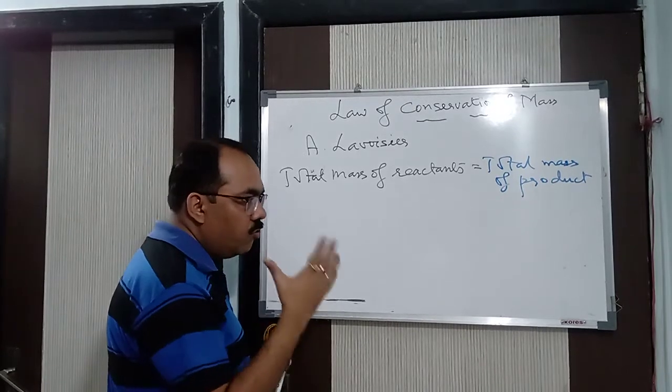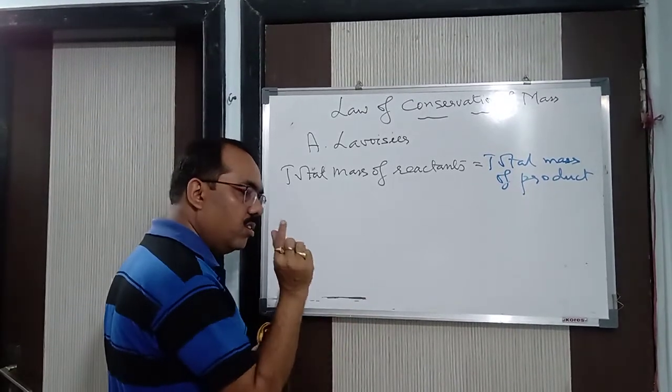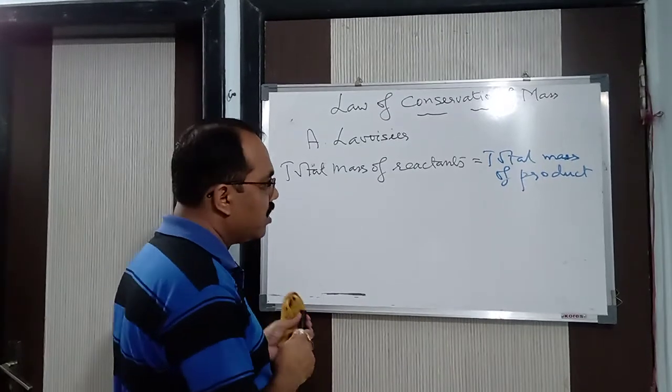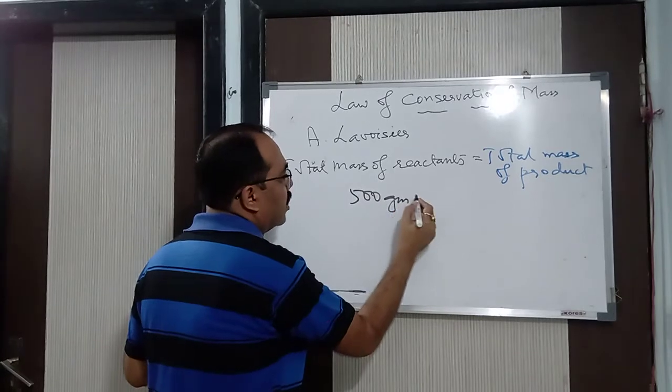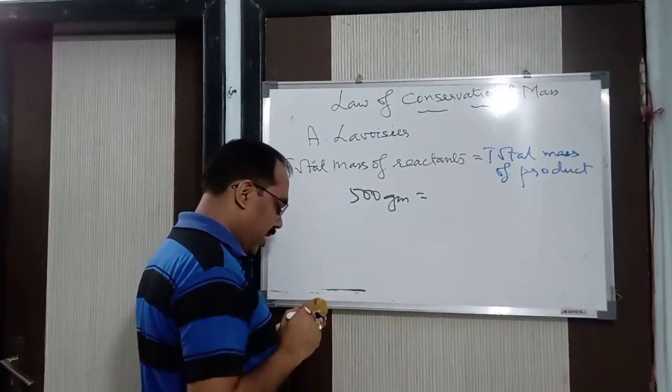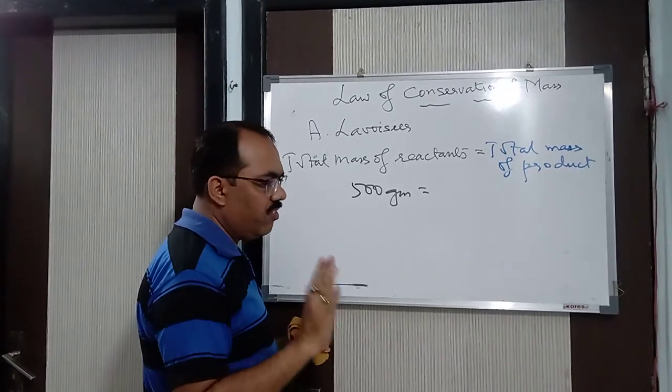Okay. Now you weigh it. You weigh that flask with ice and take the weight. Let us say the weight you get is 500 gram. Now you wait for some time. You just put the flask outside. You don't have to do anything at all.